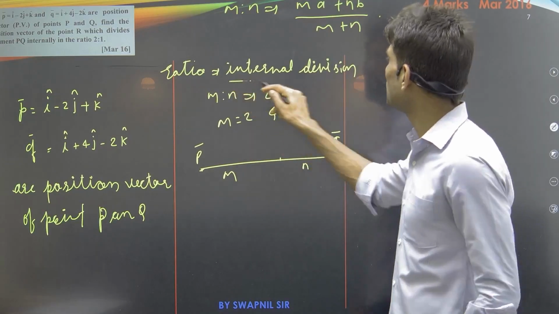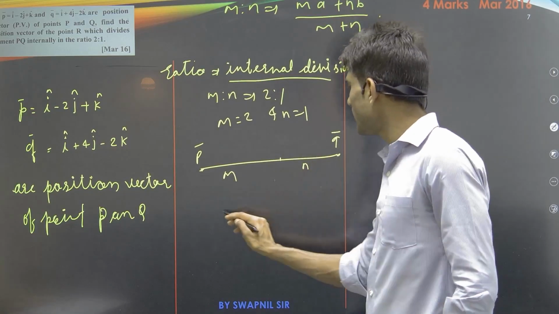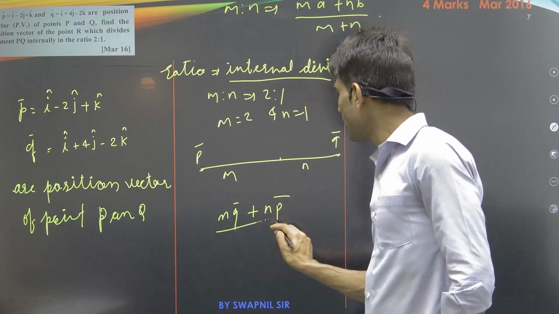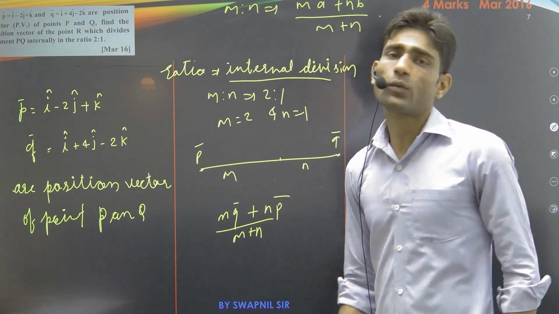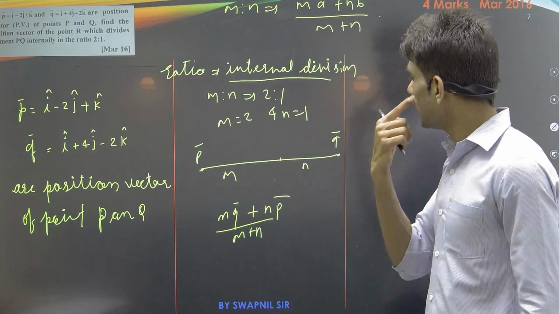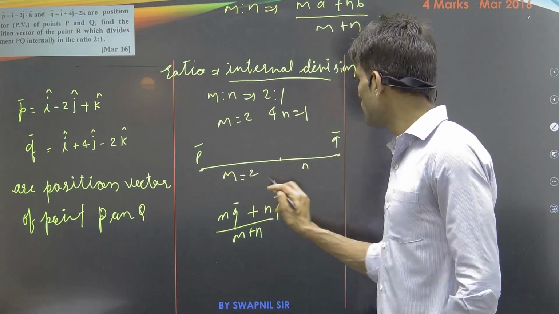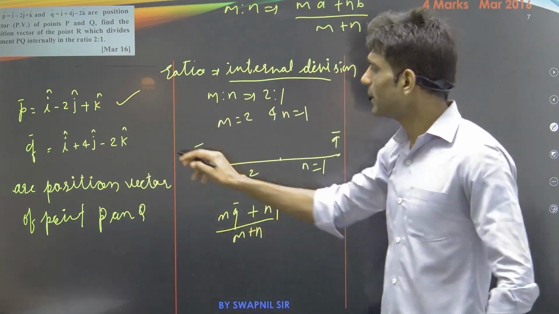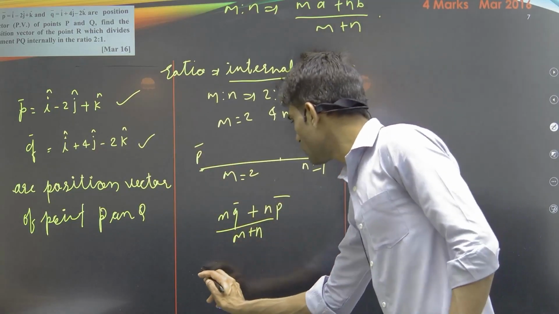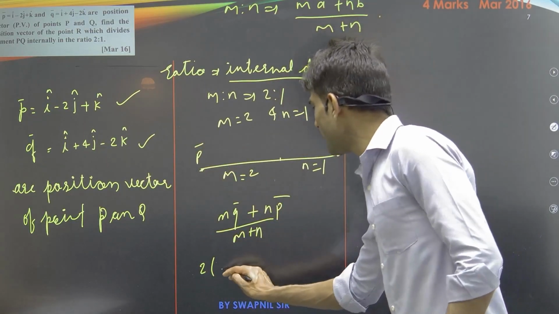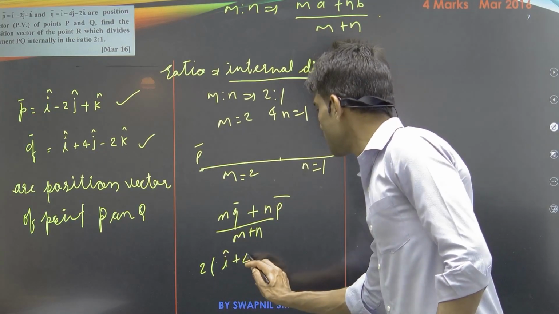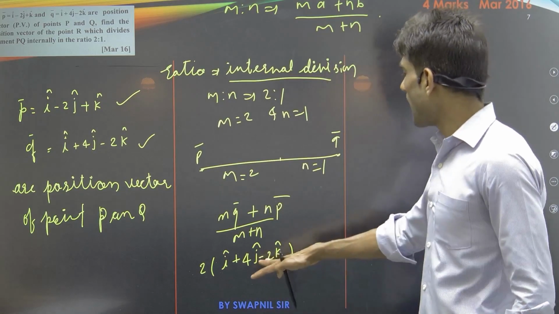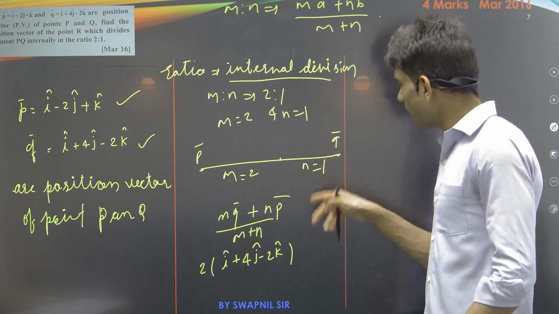The section formula for internal division is m into q bar plus n into p bar, divided by m plus n. Now substitute the values of m and n. We have m equal to 2, n equal to 1, and p bar and q bar as the given position vectors. So m, which is 2, into q bar, which is i cap plus 4 times j cap minus 2 times k cap. That means m into q bar plus n into p bar.